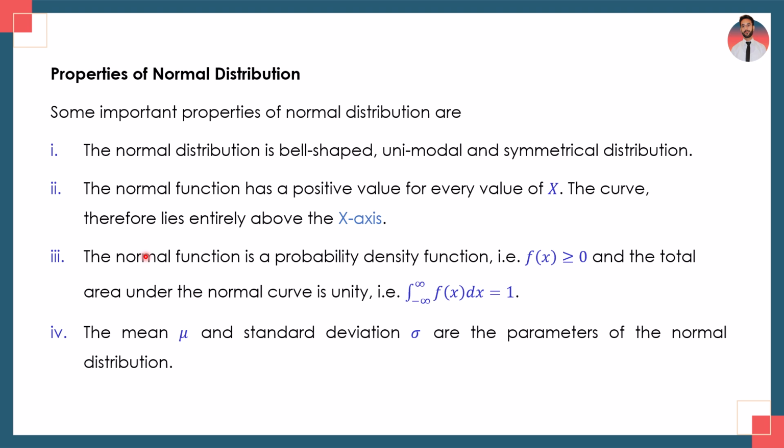In the third property, the normal function is a PDF, probability density function, that is, P.D.F. The function of x is greater than or equal to 0, and the total area under the normal curve is unity. The function of x, that is, the normal function, students, is 1 over sigma under root 2 pi, e to the power minus half into x minus mu over sigma, whole square.